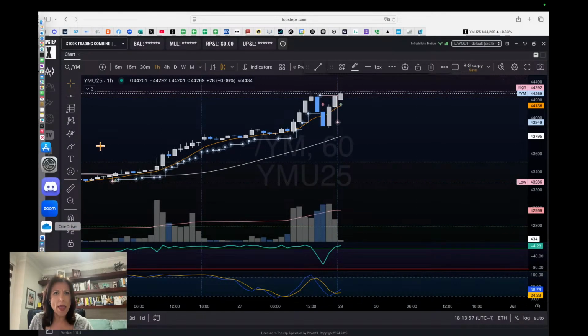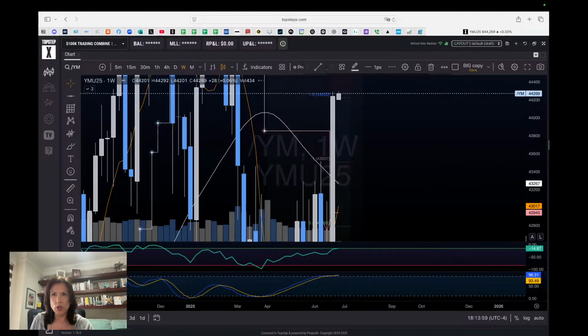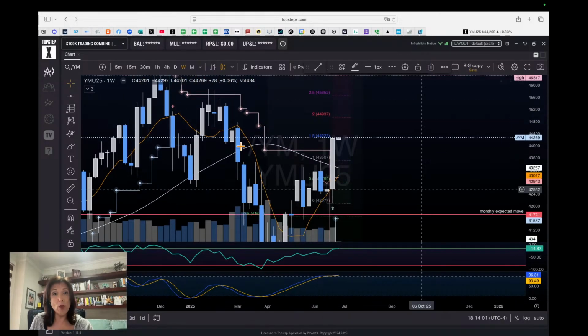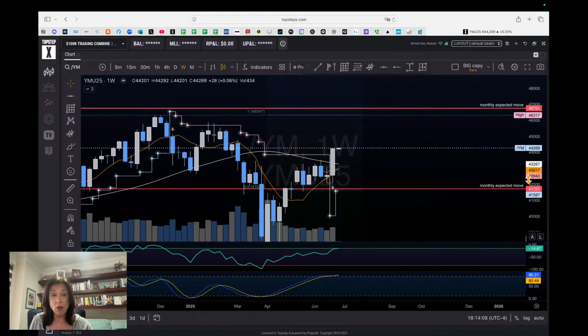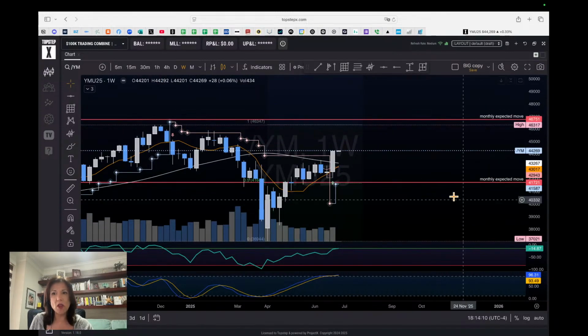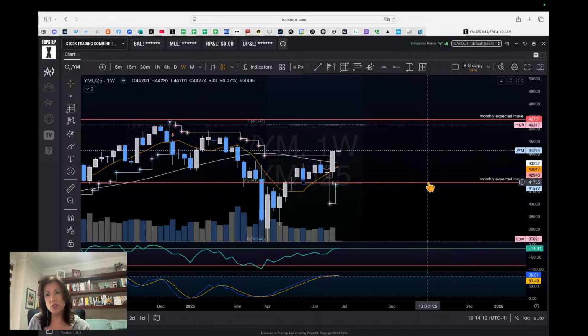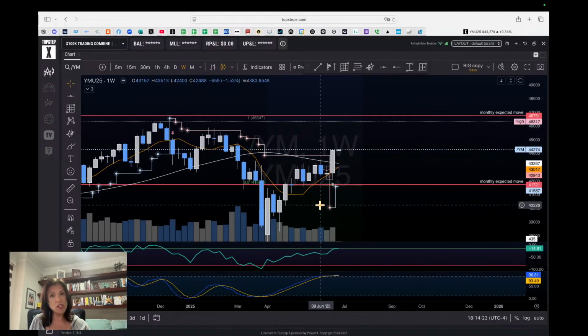Okay, so the YM, go to the weekly chart. You can see in weeks past, we've run right through. We are sitting in heavy congestion. We really are. So the big move here, YM only gives us monthly expected moves. Top of the range, 46,750. Bottom of the range, 41,720.